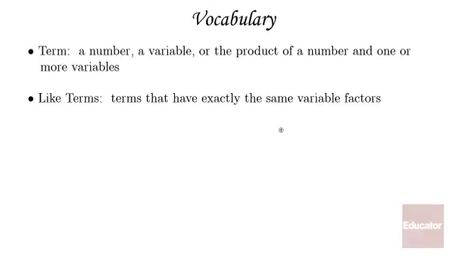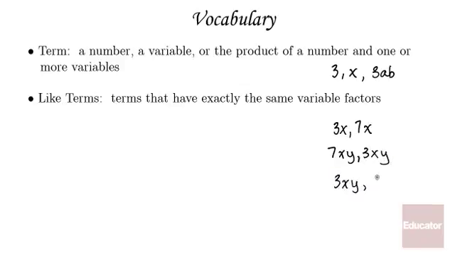Remember that a term is a number, a variable, or the product of a number and one or more variables. So for example, 3x, or even a product, 3ab. Like terms are terms that have exactly the same variable factors. So for example, 3x and 7x are like terms, or even 3xy, 7xy, and 3xy are like terms. However, 3xy and 7x are not like terms because they don't have exactly the same variable terms.